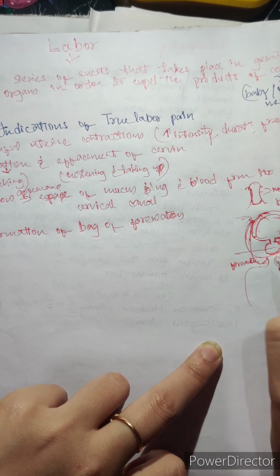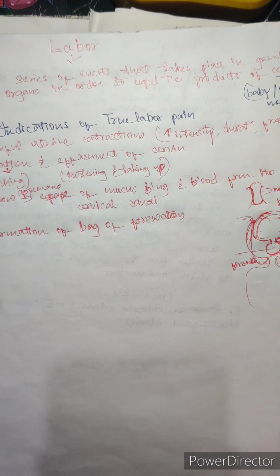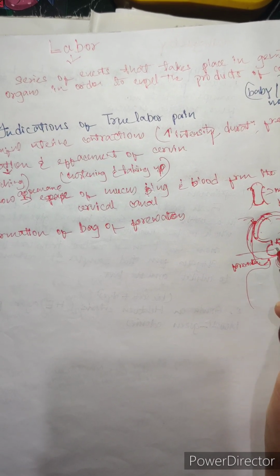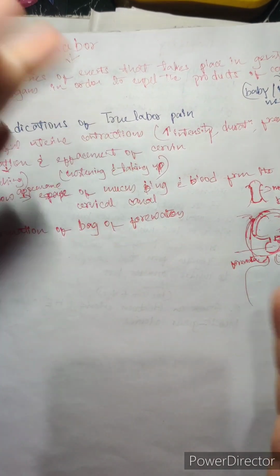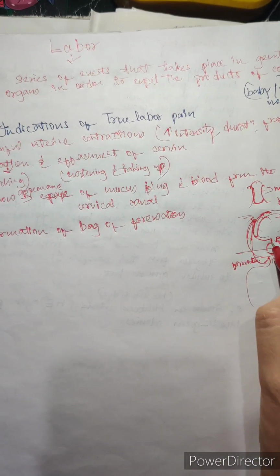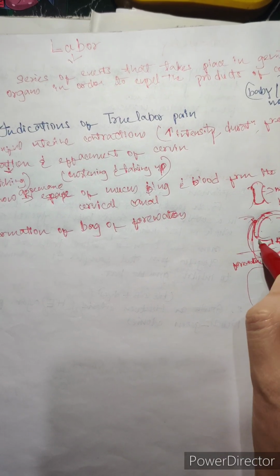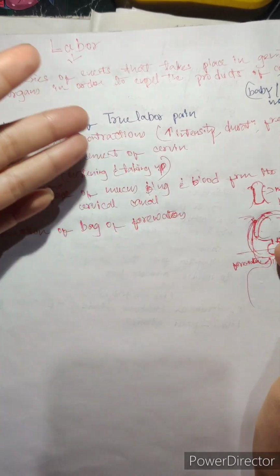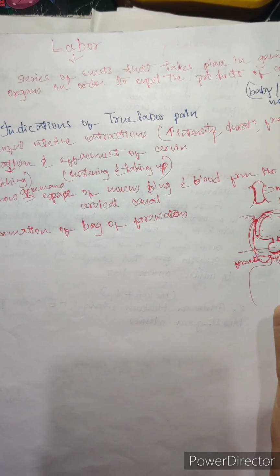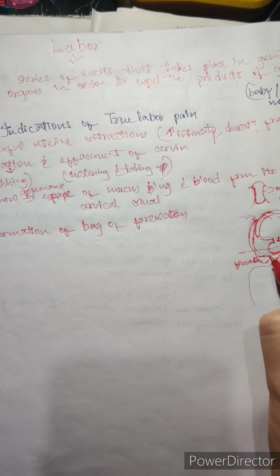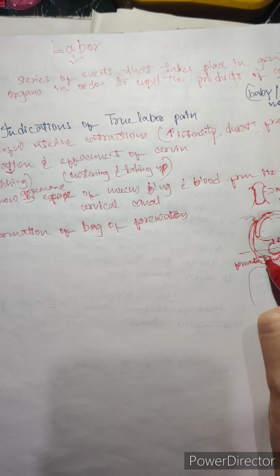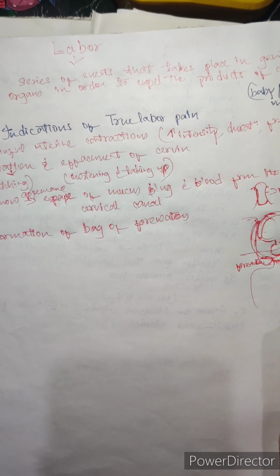Okay, this is called the forewaters. What happens is, when labor pains start, the head starts to dilate the cervix. This is the cervical canal. The head dilates the cervix due to the pressure of the amniotic fluid, and some amount of the liquor amnii bulges out of the cervical canal, out of the internal os. This is called the formation of forewaters.